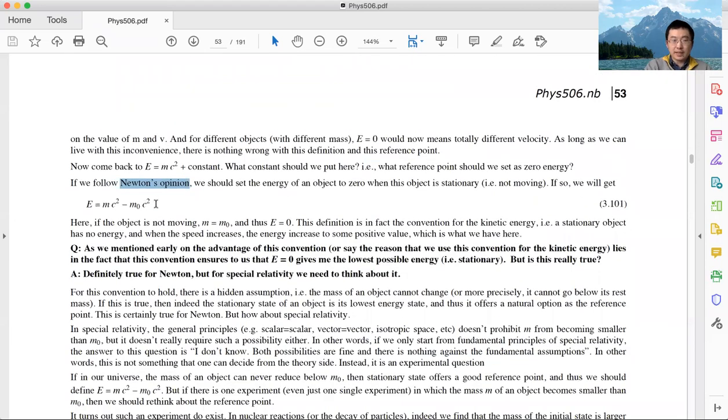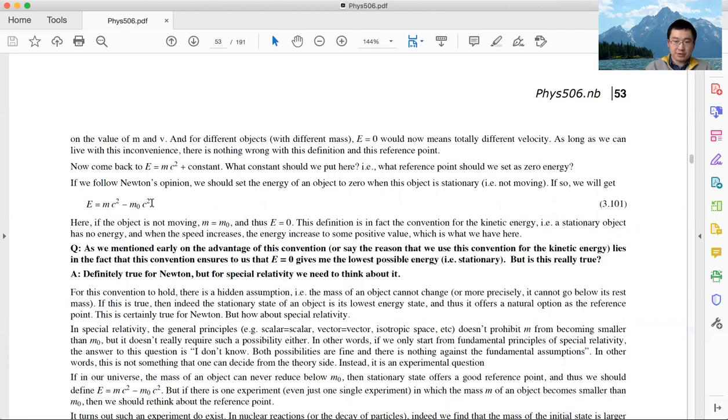If we do that, then it means this constant should be minus m0 c squared, where m0 is the rest mass. If I define my energy this way, then when my object is not moving, my mass equals m0 and the energy is 0. So this convention has the advantage: when the energy is 0, I know my particle is not moving. This is actually the definition of kinetic energy, following the same convention as Newton. This convention is nice because it tells us if the particle stopped moving, the energy goes to 0. That's a very natural reference point for energy.